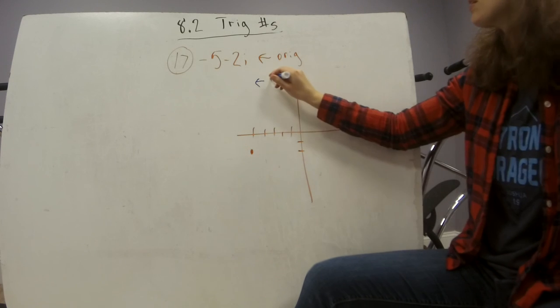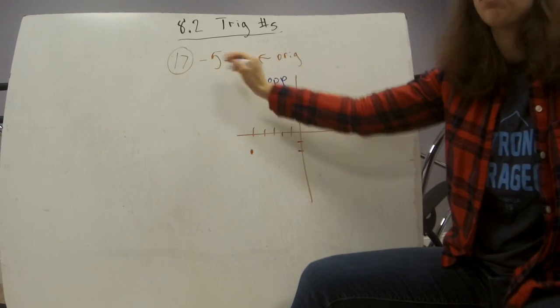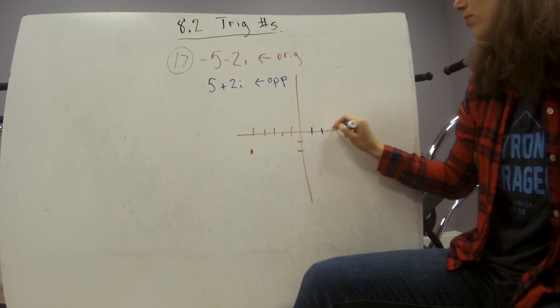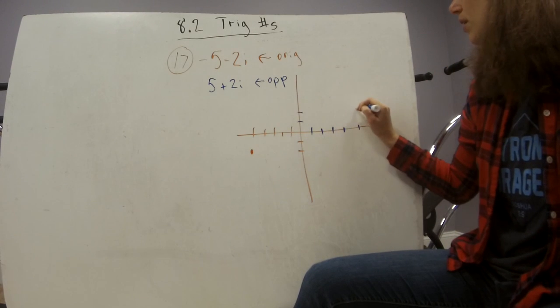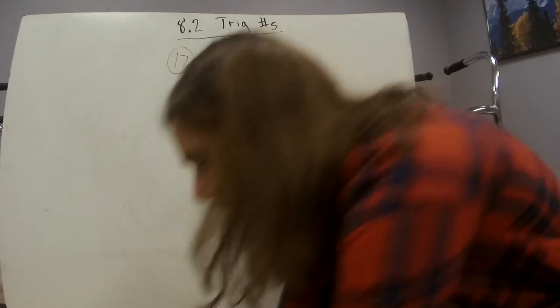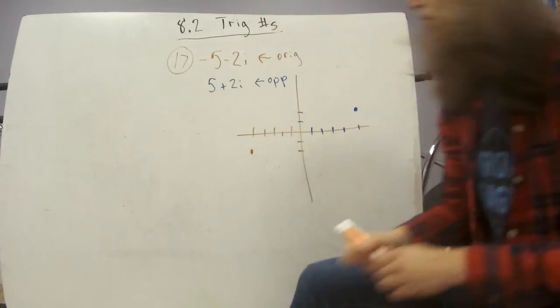The opposite is where you switch both signs. So this would just be 5 plus 2i. And so 1, 2, 3, 4, 5, 2, boom. This is the opposite. And then I'll do in orange the conjugate.